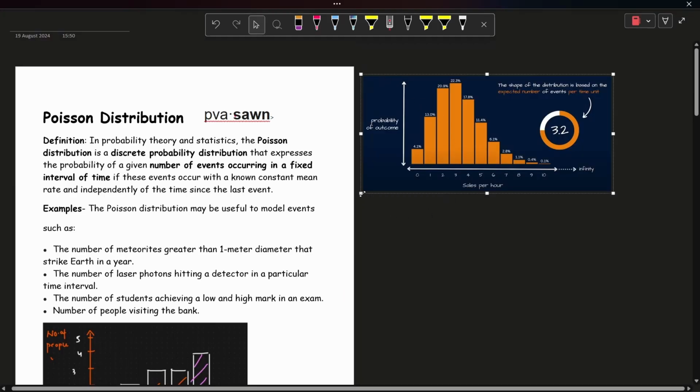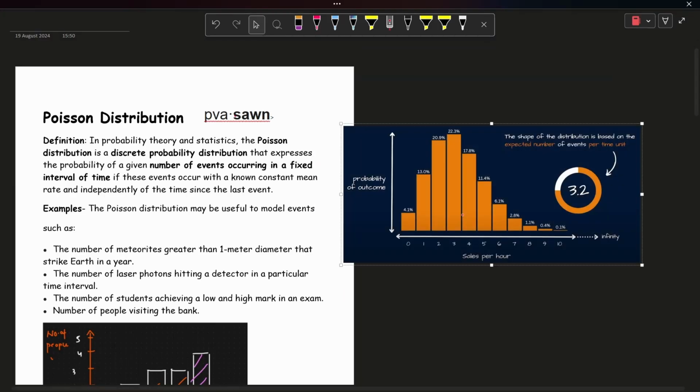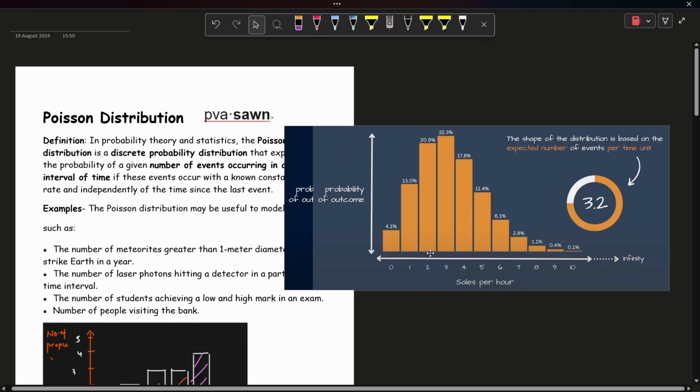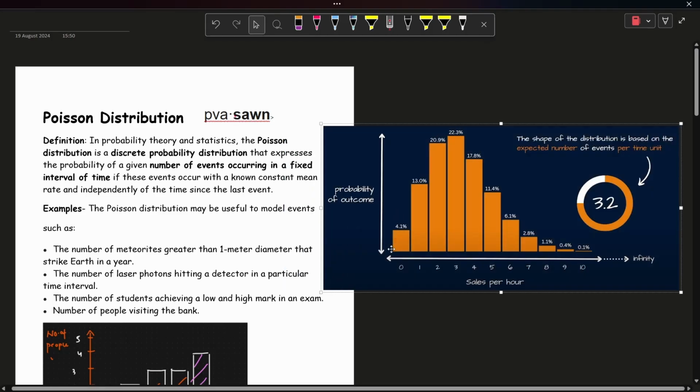Now let's talk about the next distribution, that is Poisson distribution. It is not "Poisson", it is Poisson distribution. I have included this. You can just read this. This is the only distribution which is not symmetric. Here you can see it is skewed. The shape of this distribution is based on the expected number of events per time unit.